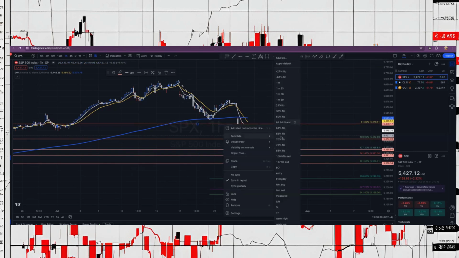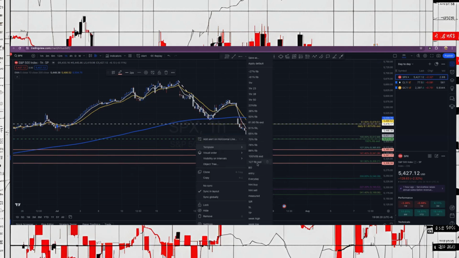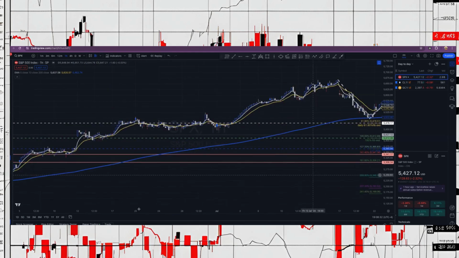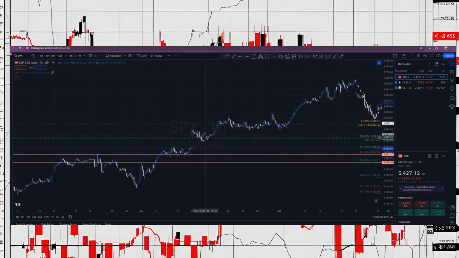Because I got templates. I love templates. Right, there we go. Fib extension. Boom. Here's my 127. All right. So now I'm just gonna scroll over to the left and looky what we got here, right? So let's cut the moving averages off and then we'll get back into those.